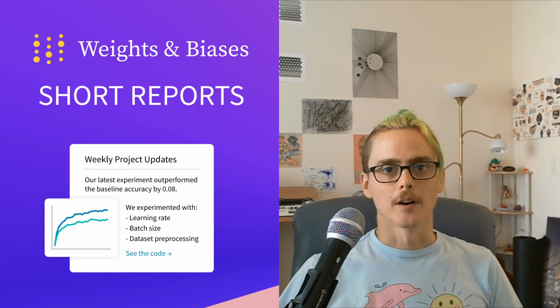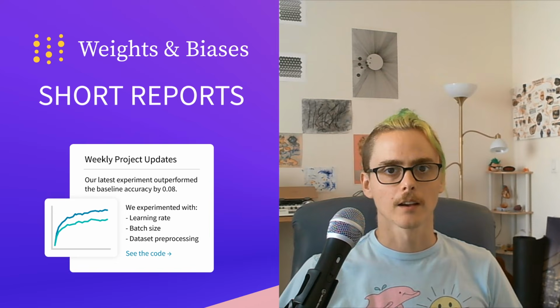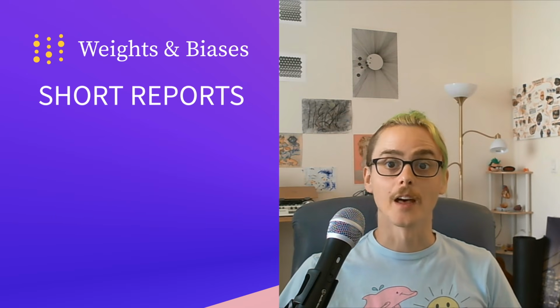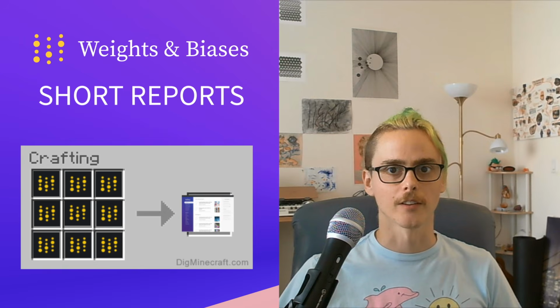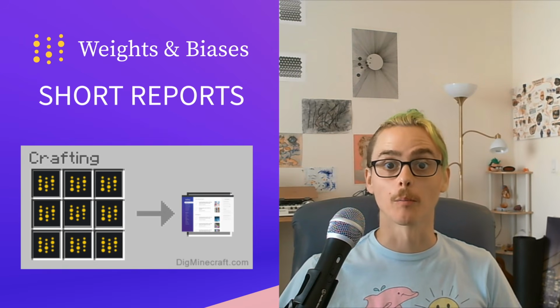This is just one way among many to use Weights and Biases tools in ML projects. If you've got a workflow that you like, we'd love to hear about it in the comments. Short reports work best for communicating small nuggets of insight. Then, when you have enough nuggets, you can smelt them together into an ingot, a longer report designed to be read by folks outside the team, or even the broader public.